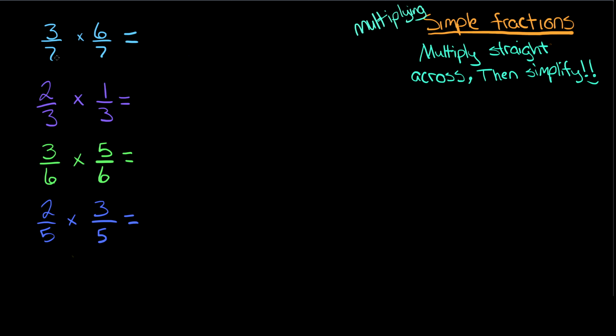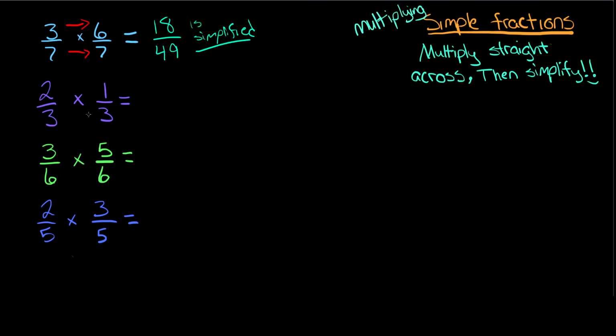And that is 3 over 7 times 6 over 7. It's the first set of fractions we will be multiplying. So you multiply straight across, and that gives us 3 times 6 and 7 times 7. Also known as 18 over, and 7 times 7 is what? It is 49. And it is simplified already, so we are good to go with this one. We don't need to do anything else.